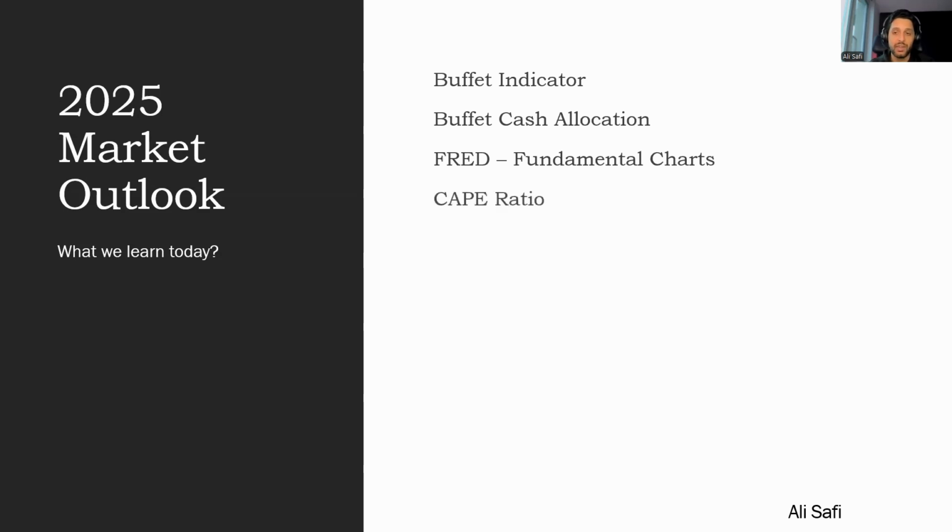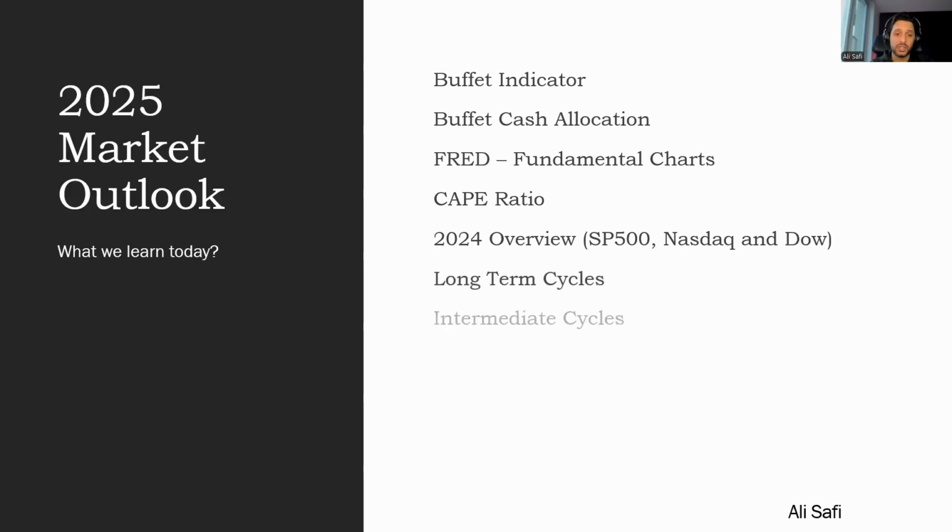All right. So the KP ratio is going to be the next one. And we're going to go through the 2024 overview for the S&P 500 chart, NASDAQ, and Dow Jones. We're going to have a look and see what 2024 can lead us to for 2025. And we're going to cover long-term cycles, intermediate cycles, short-term cycles, and above all, I'm going to cover my forecast for 2025.